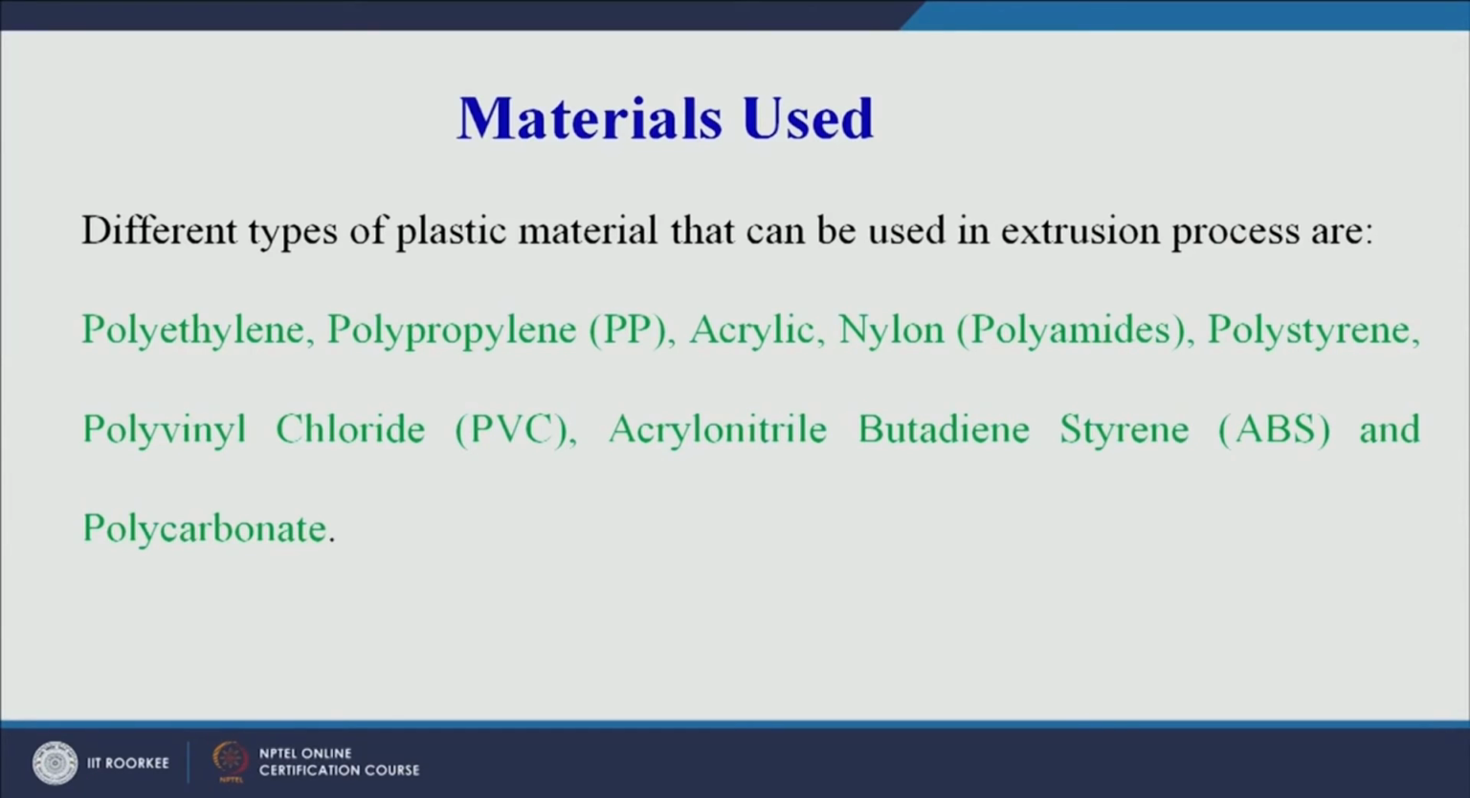Now this slide is a summary of the types of materials that are used for the extrusion process. It is not specific to the compound extrusion process only. These are general materials used for extrusion: polyethylene, polypropylene, acrylic, nylon, polystyrene, PVC, acrylonitrile butadiene styrene, and polycarbonate. These are the standard polymers, plastics, that are used as a raw material in the extrusion process to get the desired products.